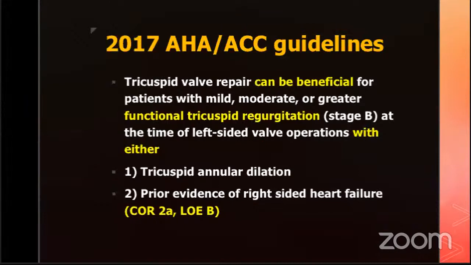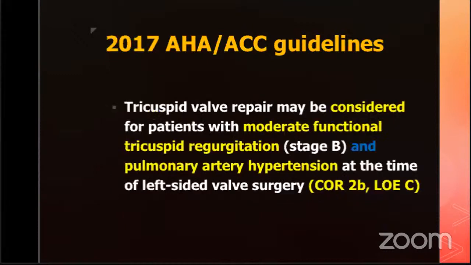Last but not least, tricuspid valve repair can be beneficial for patients with mild, moderate, or greater functional tricuspid regurgitation at the time of left-sided valve operations with either tricuspid annular dilation or prior evidence of right-sided heart failure, Class 2A, level of evidence B. Tricuspid valve repair may be considered for patients with moderate functional tricuspid regurgitation and pulmonary artery hypertension at the time of left-sided valve surgery, Class 2B, level of evidence C. And again we can see that even the guideline cannot tell when exactly to intervene in a multiple valve surgery.